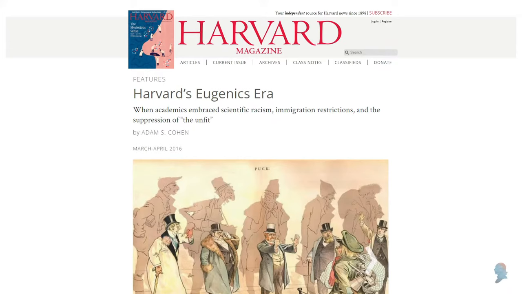To another article from the Harvard magazine. This one, in 2016 by Adam Cohen, called Harvard's Eugenics Era. As he says at the end, this is not something that Harvard has published much about, understandably, not wanting it. But to give Harvard credit, the Harvard magazine at least is publishing this article. I doubt they might publish it today, given the changed standards regarding open debate. In any event, let's read.